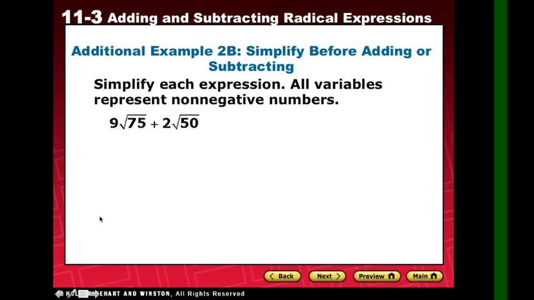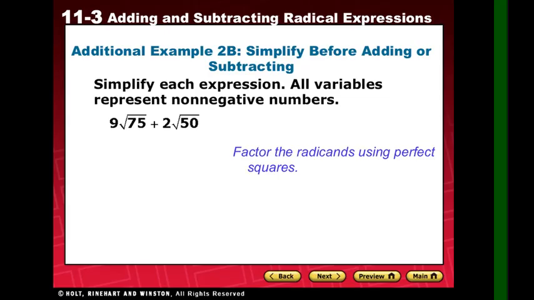75 and 50. What do you think are the factors of 75? I think of 25 and 3. 25 times 3 is 75. Right? 25 is a perfect square, and 3 is not. How about 50? That's 25 times 2. But unfortunately, they do not have the same radical, since one is square root of 3 and the other is square root of 2. So let's see.